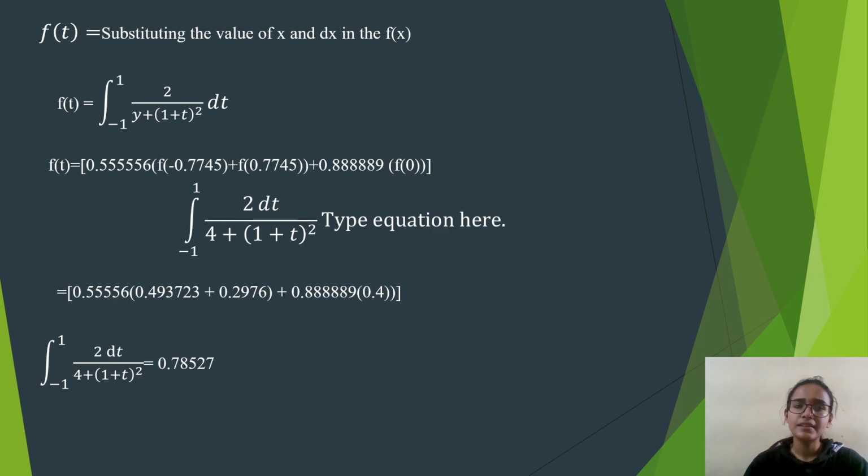And then we will be taking f of t as the value of x and dx in the f of x. So f of t equals the integral from minus 1 to 1 of 2 upon (5 plus t) whole square dt. By solving this equation, we will be getting the final answer as 0.78527. So this will be the final answer for this integral. This makes the process simpler and faster to execute and also decreases the computational effort.